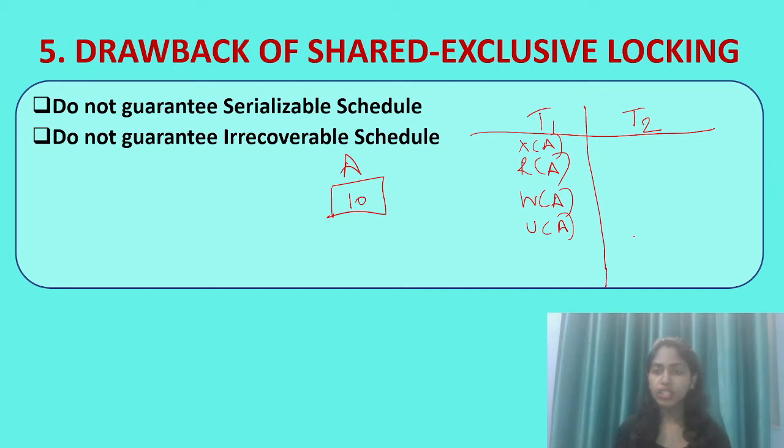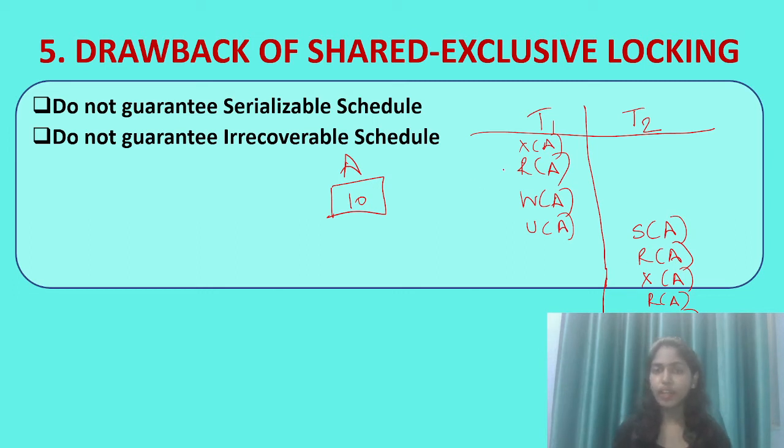Once it unlocks, T2 can use the shared lock on A for reading the data item A. It can also apply the exclusive lock on data item A for reading and writing again, because T1 has unlocked it. And after applying shared and exclusive lock, it will commit.